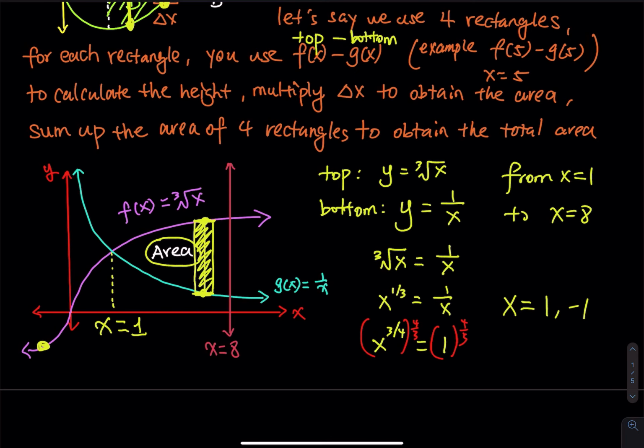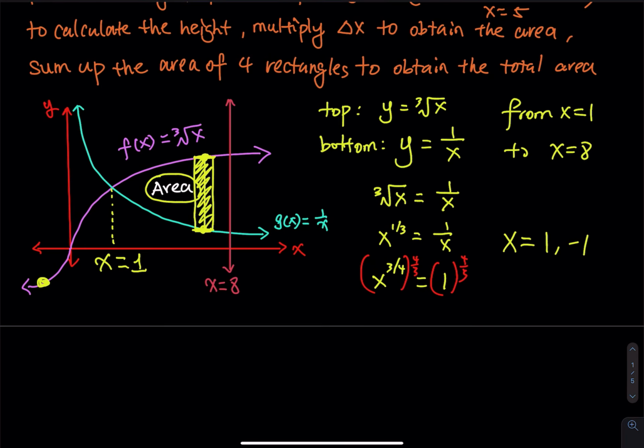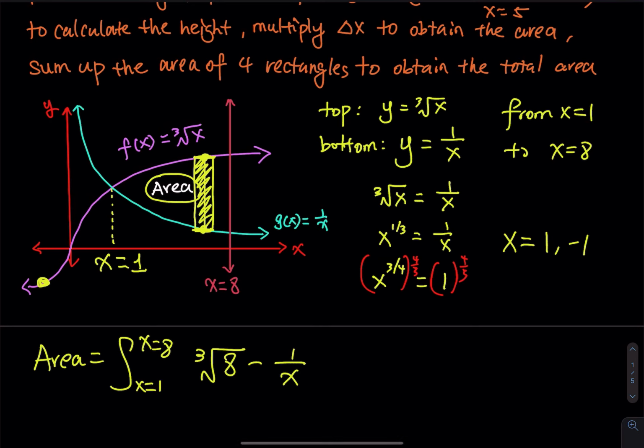Now we need to set up the integral to find the area. So the area is equal to the integral, x goes from 1 to x equals 8, and then you have the top curve minus the bottom curve, the cube root of x minus 1 over x, and then dx. In this video, I'm not going to evaluate the integral for you because I'm pretty sure at the point you have made it to this lesson, you must know how to evaluate the simple integrals. Right, so that is how you find the area.